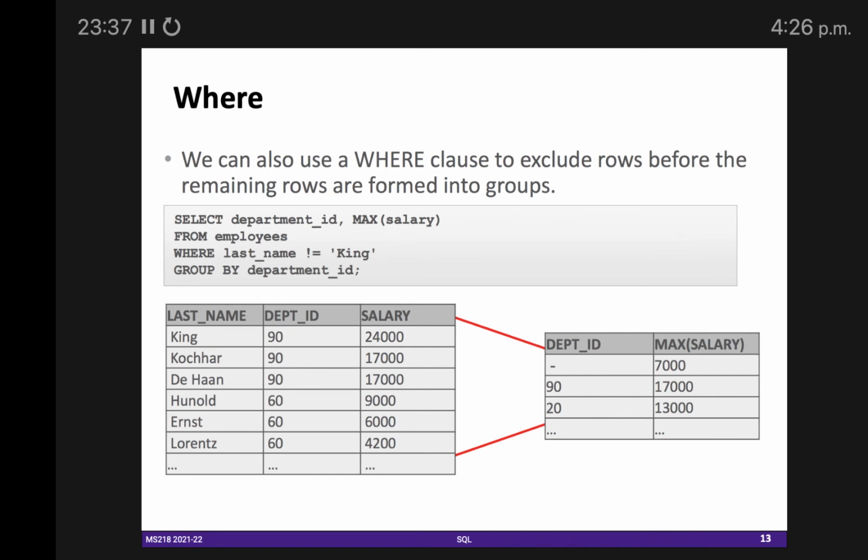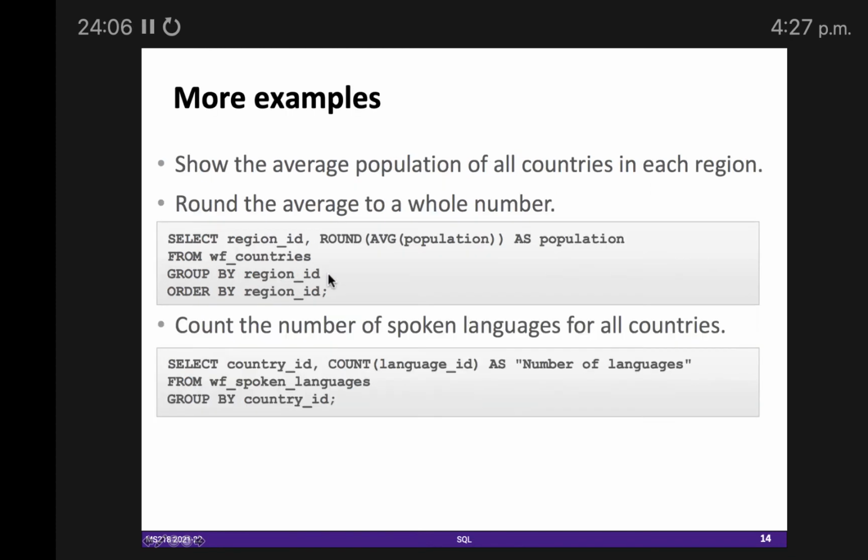We can also use a where clause to exclude rows before the remaining rows are formed into groups. So for example, if we want some sort of criteria before the execution of the group clause, then we can use the where clause as well. Here we are excluding last name not equal to King, and then computing this.